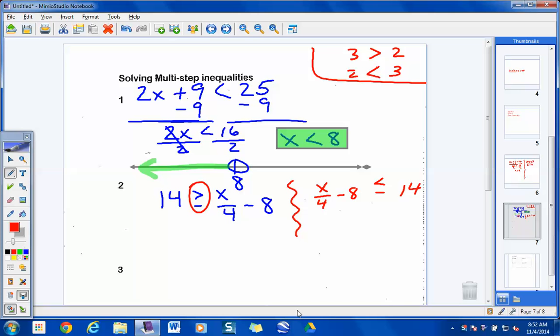Okay, so my next step, somebody shouted out, in solving for my values of x that will make this inequality true: plus 8 to both sides. Boom. All right, now what? Don't I have x over 4 here? x divided by 4, less than or equal to, what's 14 plus 8? 22, right?